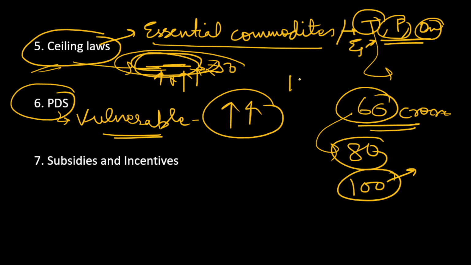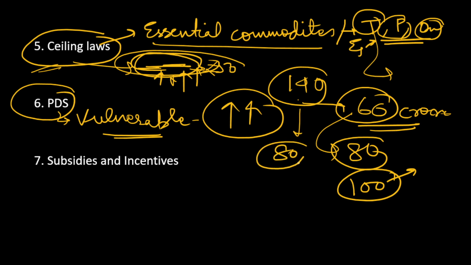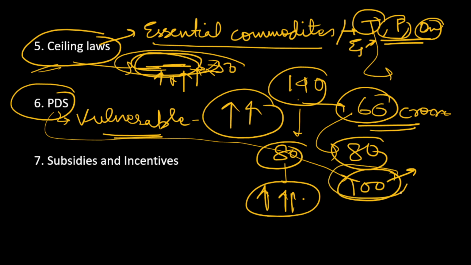Suppose we have 140 crores of population and 60 crores are getting food through PDS, and the remaining 80 crores are purchasing from the market. Suppose there is a huge demand rise in the market and the prices are rising. What will the government do? It will cover 100 crores of people through PDS. So the pressure on the market will be reduced, as now only 40 crores will be dependent on the market. So it will help in reducing the prices.